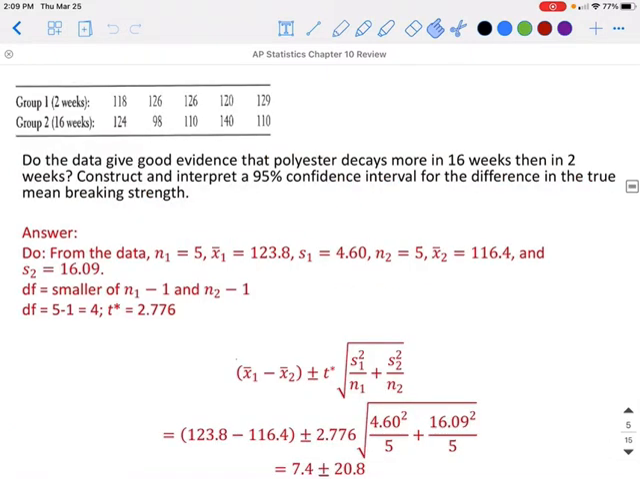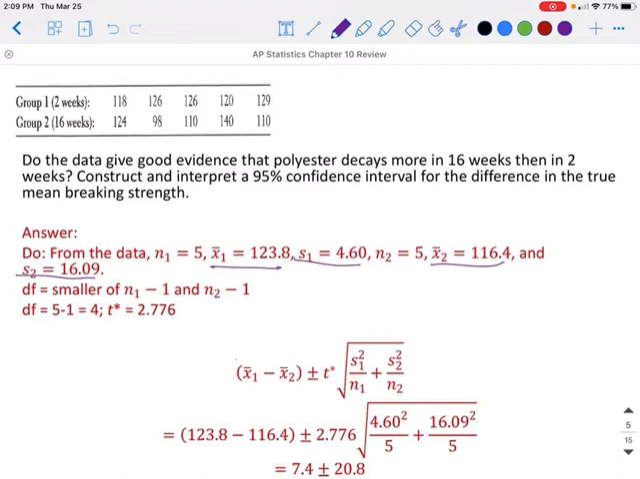Next is the do, where you're going to actually do the calculations. So from the table, you would need to input that data into your calculator, and you would need to calculate the mean and the standard deviation for population 1, and the mean and standard deviation for population 2. Next, you need to find your degrees of freedom. Remember, degrees of freedom is your sample size minus 1.